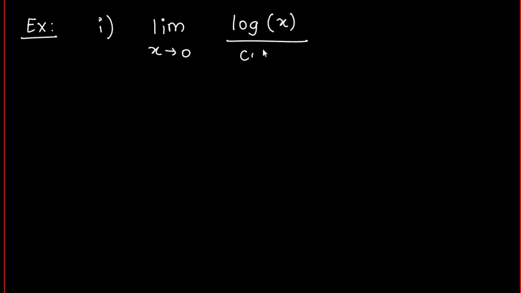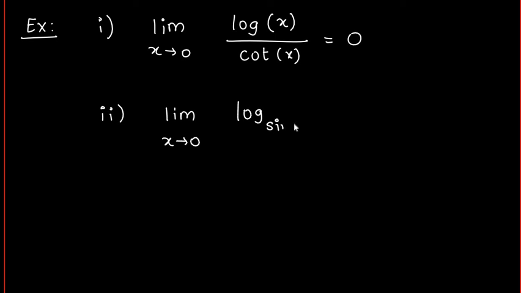Let's take some examples for your exercise. Show that as x tends to 0, the limit of log x upon cot x is equal to 0. Also you can try: the limit as x tends to 0 of log to the base sine x of sine 2x is equal to 1. If you simplify the second example and adjust the terms, then we get the indeterminate form infinity upon infinity.